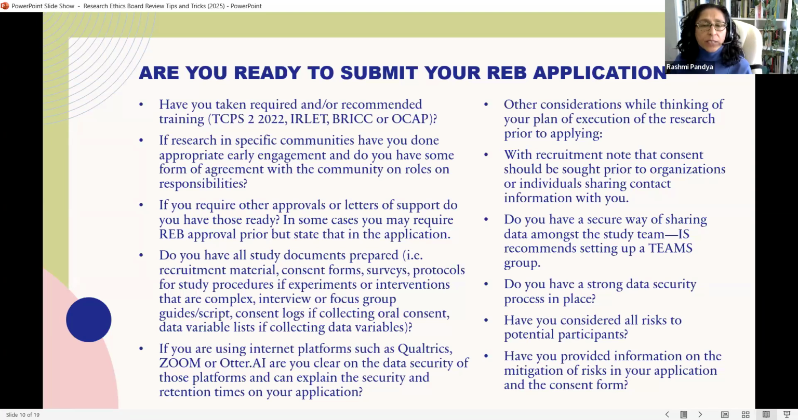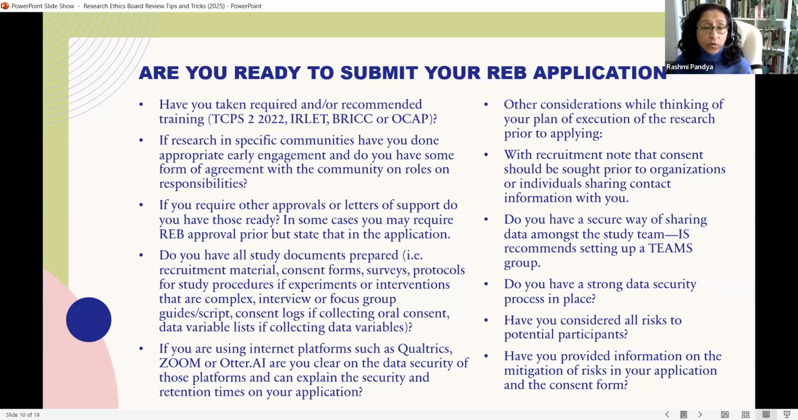If you're doing experiments, you should have a protocol for the study procedures. So if there are various different interventions that you're doing in an experiment, make sure that you attach a protocol that outlines the actual process of when certain interventions are occurring and how, and the process for doing those.